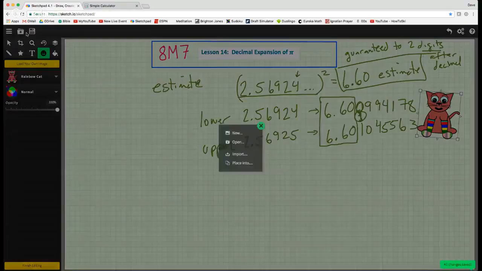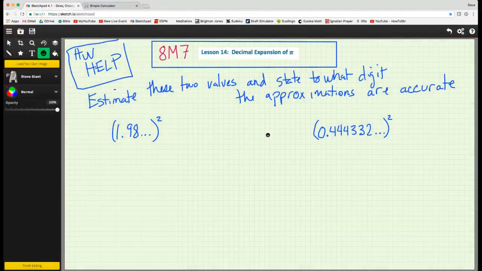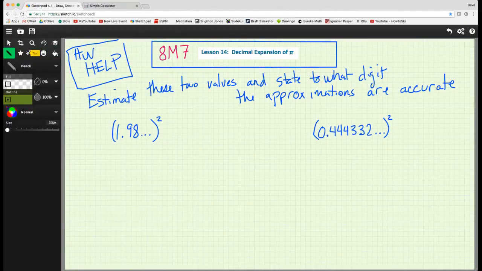And I'm going to give you 2 problems for your homework. You need to estimate these 2 values and state to what digit the approximations are accurate. So this is your homework. I want you to pause and try. Okay. I assume you've paused and tried, and we're going to use the same strategy that we've been using.